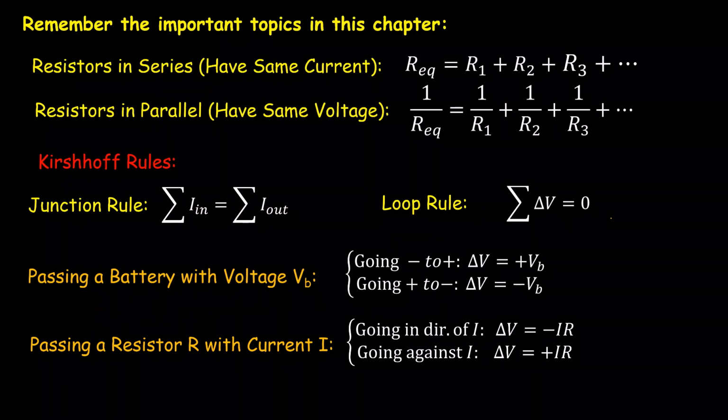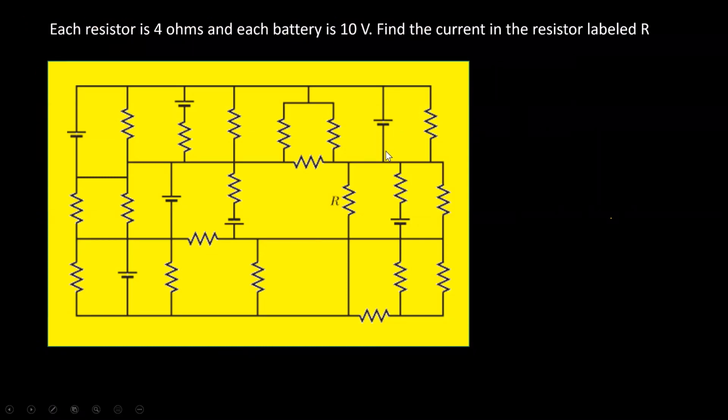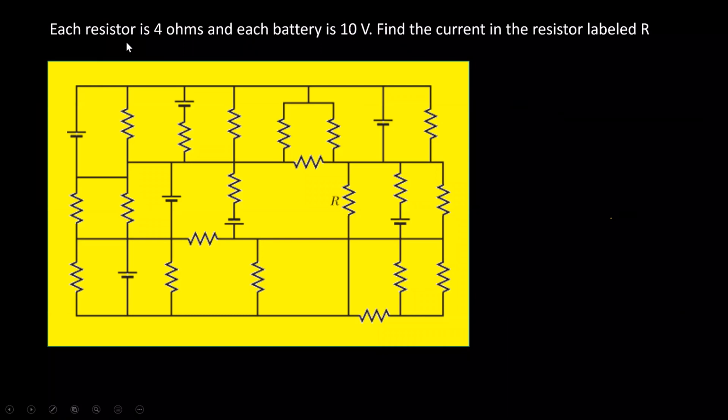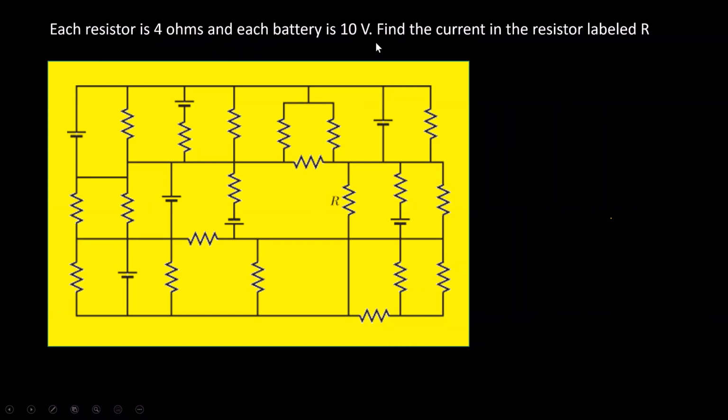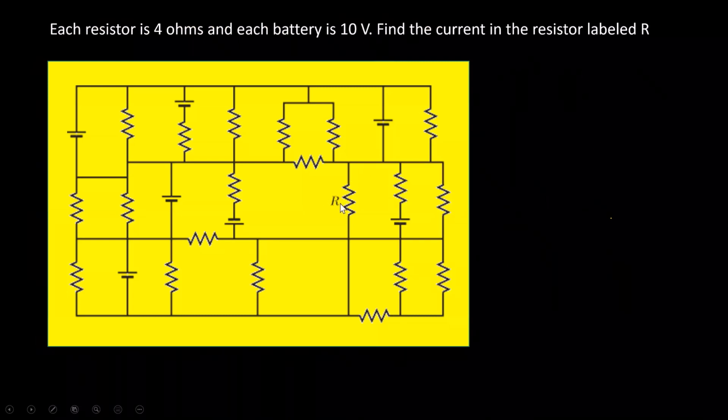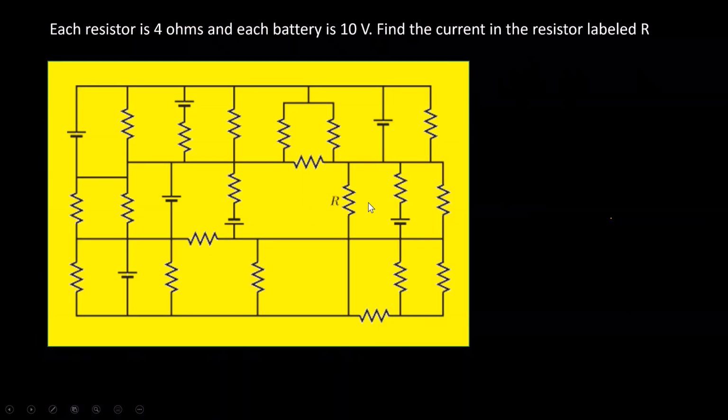And I have two examples here. You see a lot of resistors and a lot of batteries. It says each resistor is 4 ohms and each battery is 10 volts. Find the current in the resistor that's labeled R, this resistor. Do you also see my cursor? Yes. Okay, thank you. This is the resistor we want the current of in this circuit.